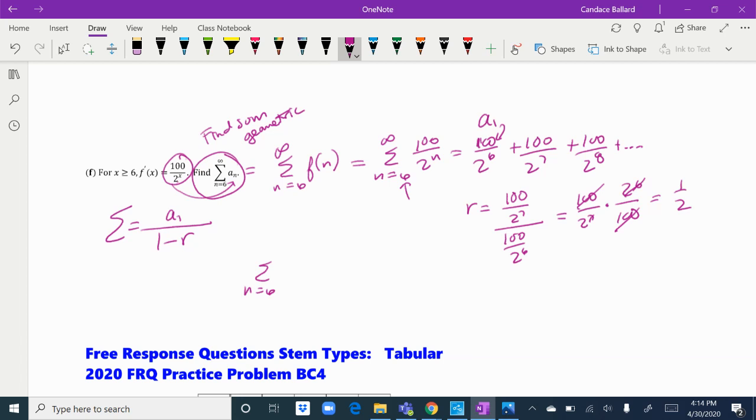The sum from n equals 6 to infinity of a sub n is going to be, I plug my first term in, 100 over 2 to the 6th over 1 minus 1/2. And I am going to stop right there.